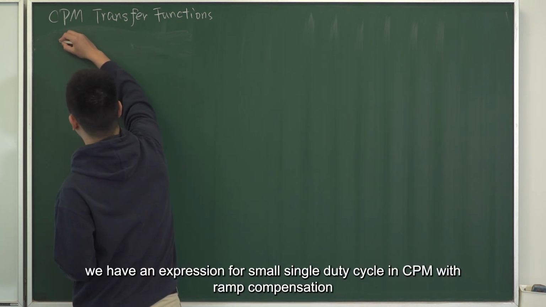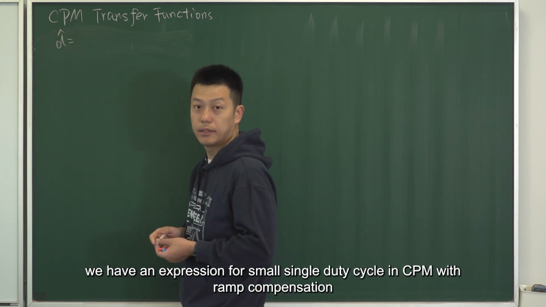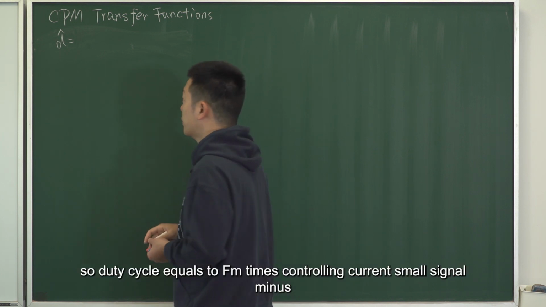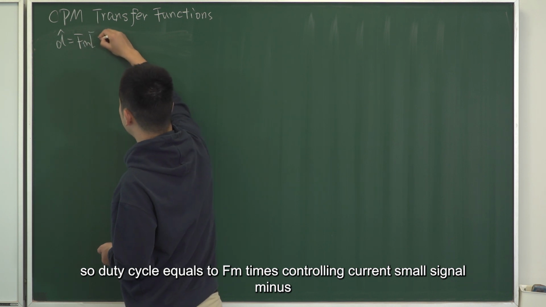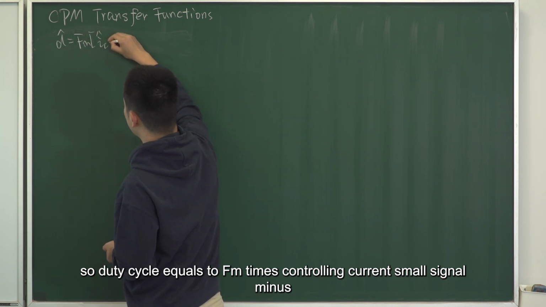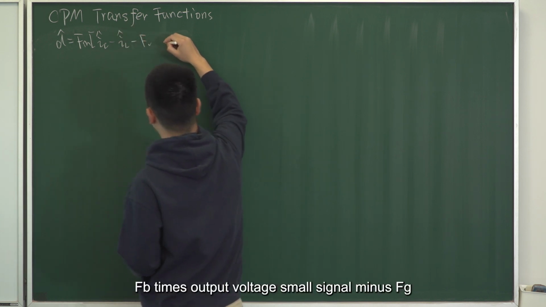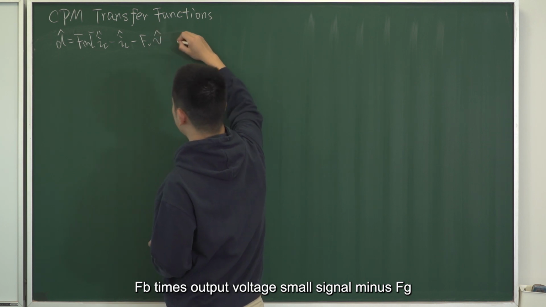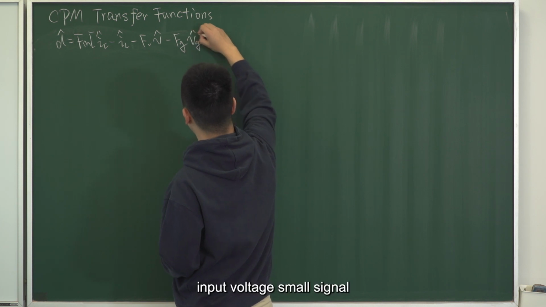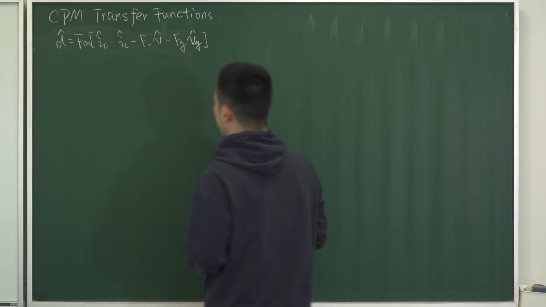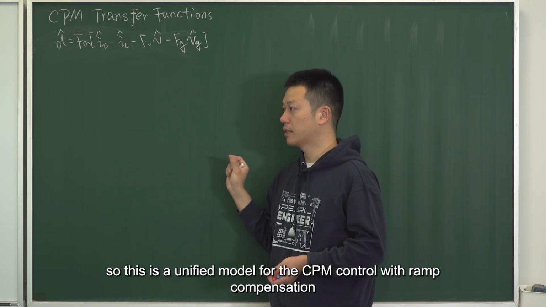Basically, we have an expression for the small signal duty cycle in CPM with ramp compensation. The duty cycle equals Fm times (the small signal controlling current minus the small signal inductor current) minus Fv times the small signal output voltage minus Fg times the small signal line input voltage. So this is a unified model for the CPM controller with ramp compensation.